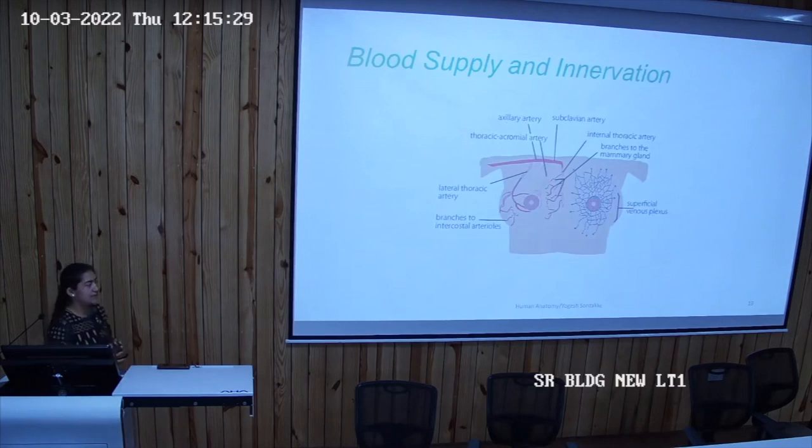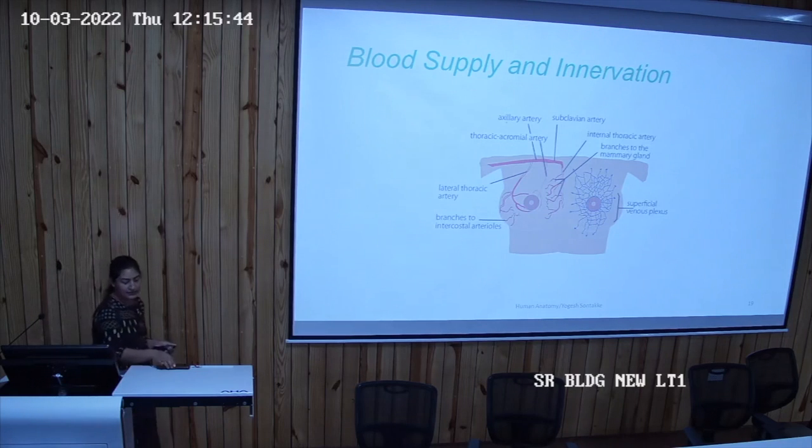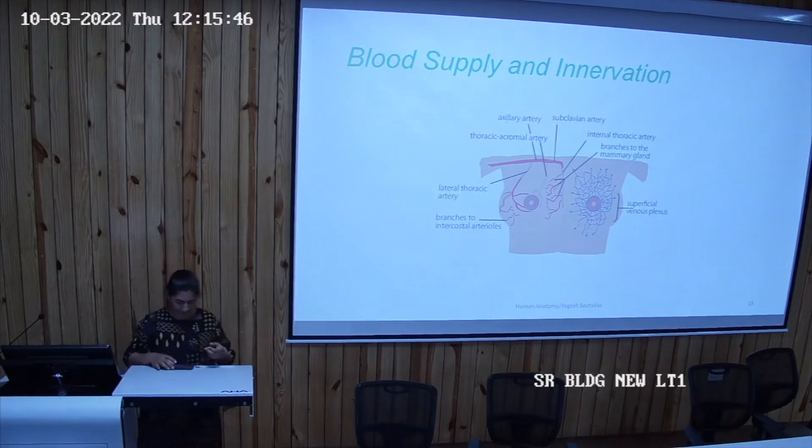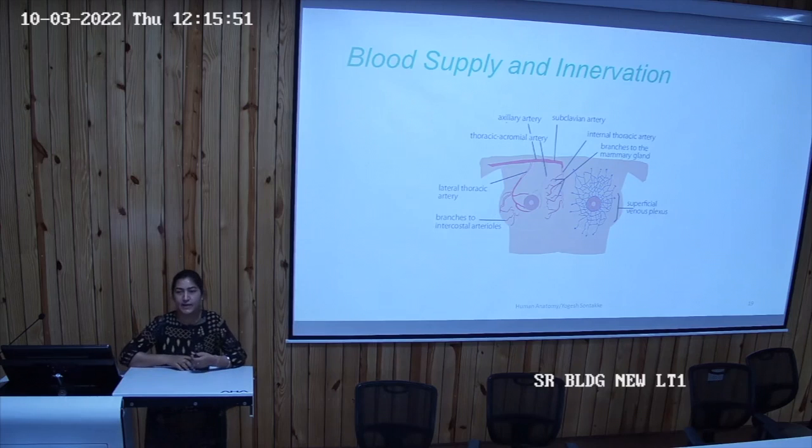Now coming to the blood supply and innervation. Are you clear with the structure of the mammary gland, the stroma, parenchyma? Yes? No? Coming to the blood supply and the innervation. So what do you understand by the blood supply? Blood supply includes the arteries. Whenever a question is asked to you, just write about the blood supply of any organ, any structure, you have to write both arterial supply and the venous drainage.